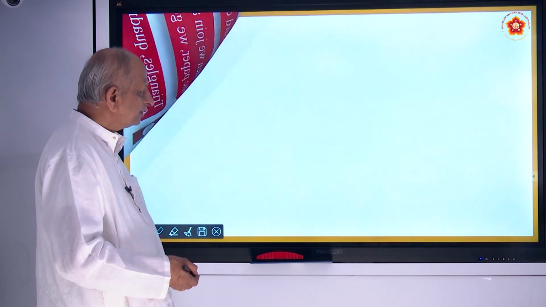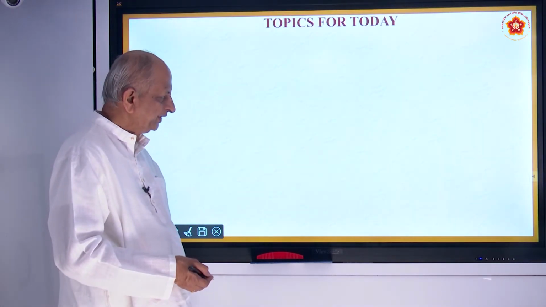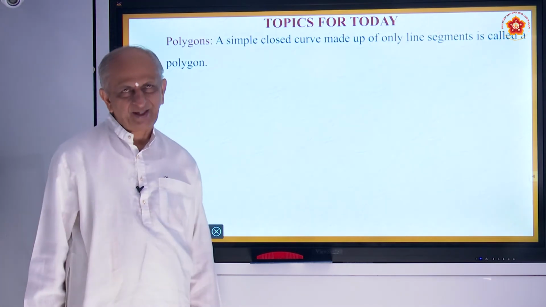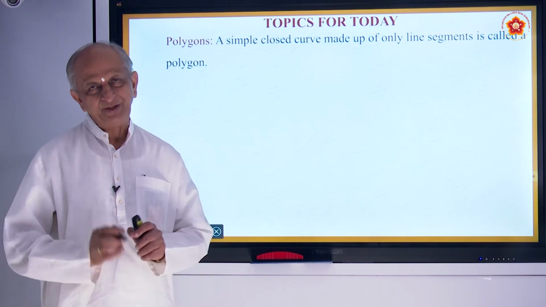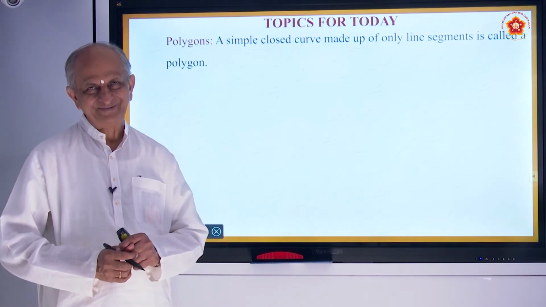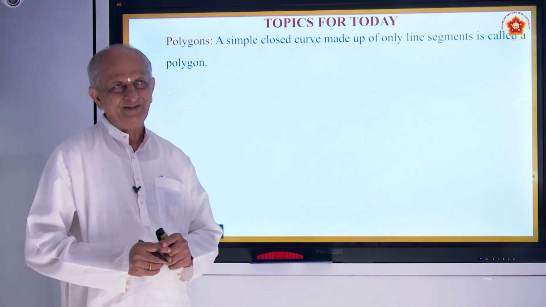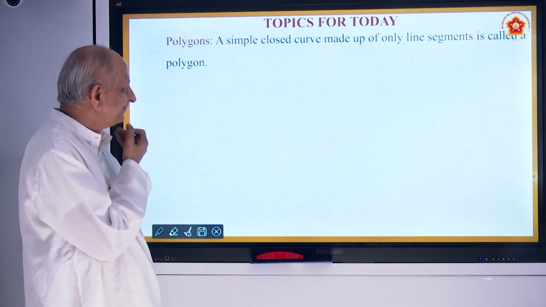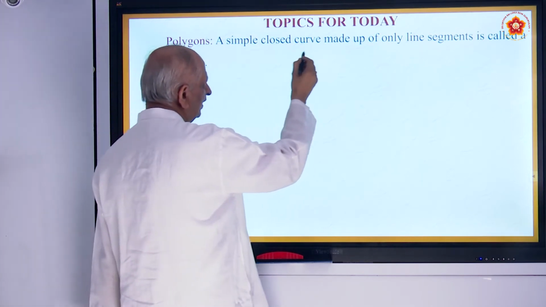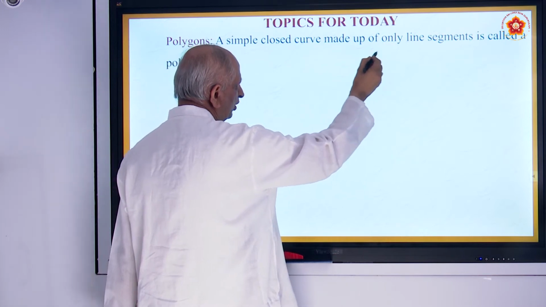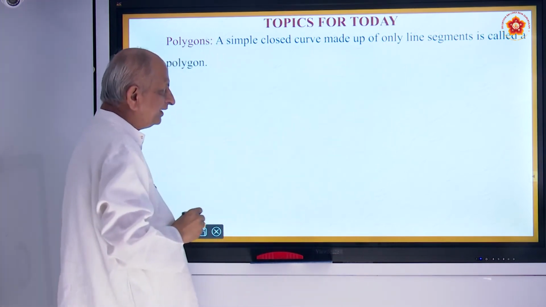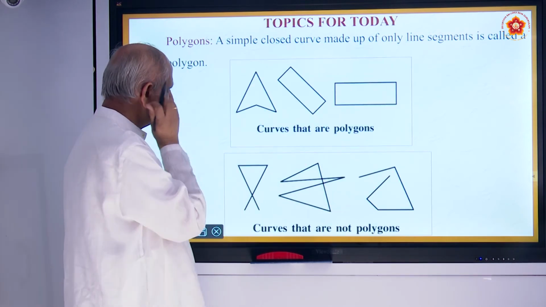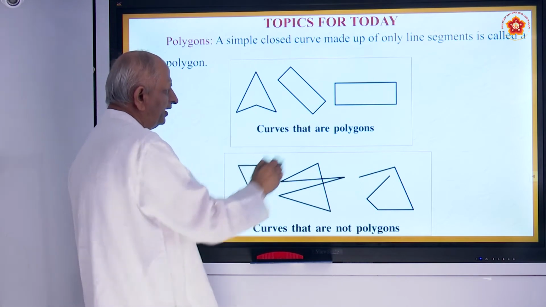Okay. Now we will come to today's interesting topic. What is today's topic? About polygons. Poly means many. Gon means sides. A plane figure having many sides, 3 or more than 3. So a simple closed curve made up of only line segments is called a polygon, not a circle. So this is called a polygon.